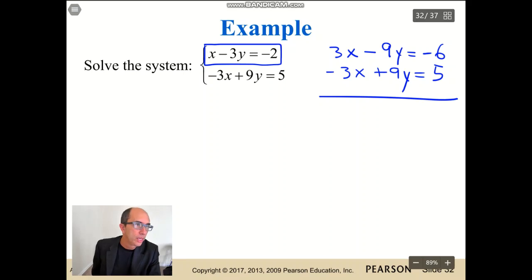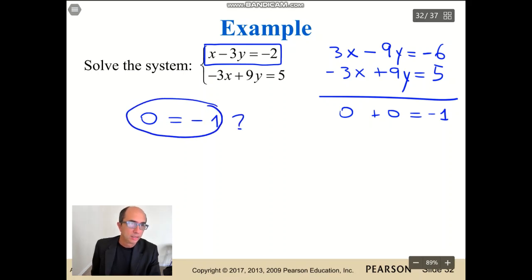Add both sides of the equations, and this is interesting. 3x minus 3x, 0. -9y plus 9y, 0. Equals -6 plus 5, -1. Is 0 equal to -1? No, this is not true. That means this system doesn't have a solution.